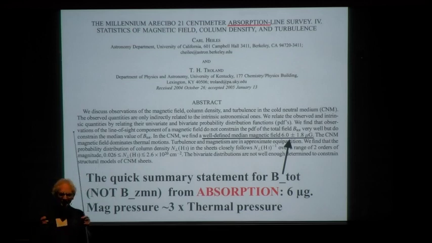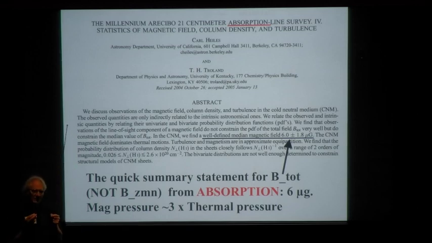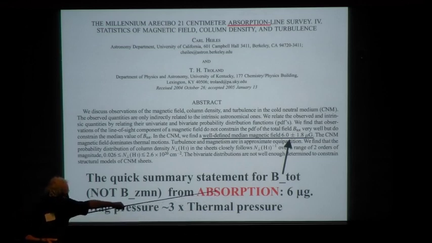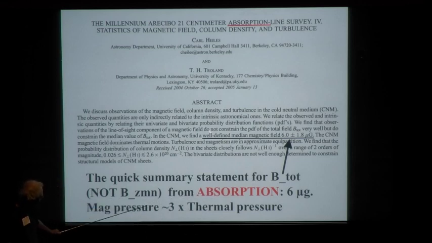That's the total field. If the total field is 6 microgauss, typically you're going to measure half of that, because the PDF of the ratio between total field and line of sight field is flat from 0 to 1. So the median value is a half, and the mean value is a half. Such a magnetic field strength gives you a magnetic pressure that's about 3 times the thermal pressure.